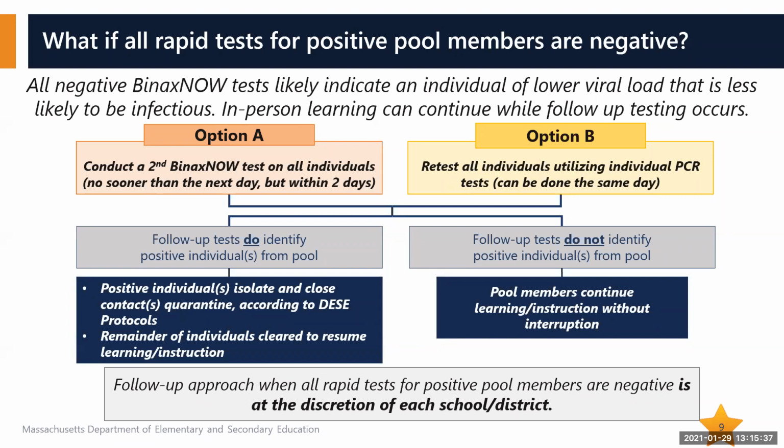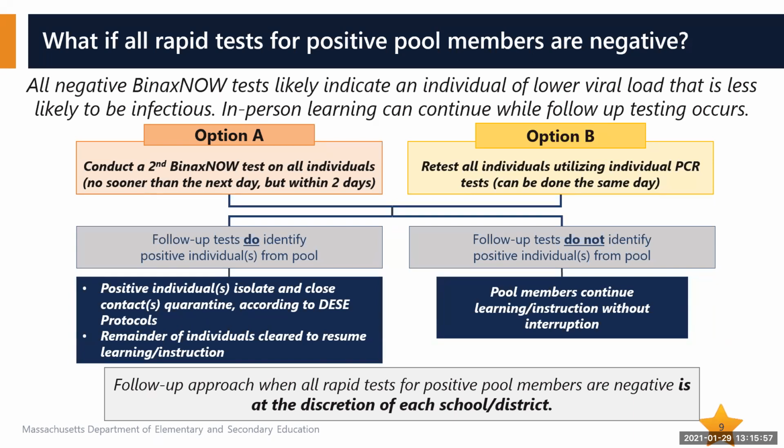And no matter which option you choose, if you do identify one or more positive people from your pool, then exactly the same as before. Great, we did our job. You can treat those people as positive cases. They are positive cases. You follow DESI protocols, but everybody else can continue learning, except for the close contacts, can continue learning or driving the bus or teaching or whatever they're doing at your school.